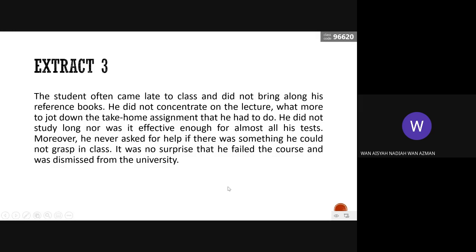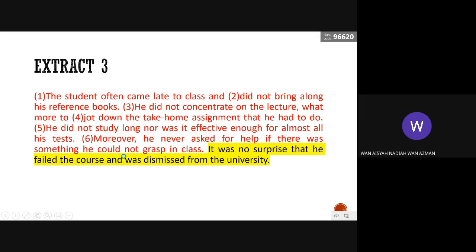How about the fifth one? He did not study long, nor was it effective enough for almost all his tests. Yes, very good. So this is the fifth supporting detail, and the last one would be this one. Moreover, he never asked for help if there was something he could not grasp in class. So we have 6 supporting details from this extract.